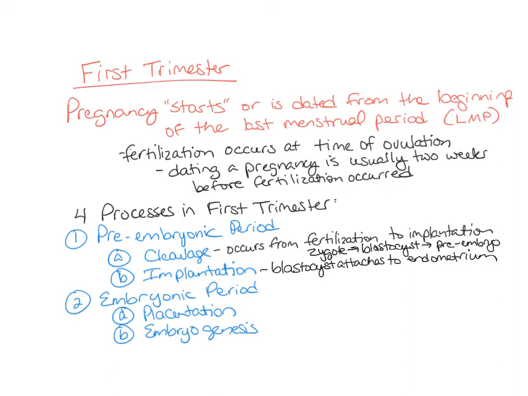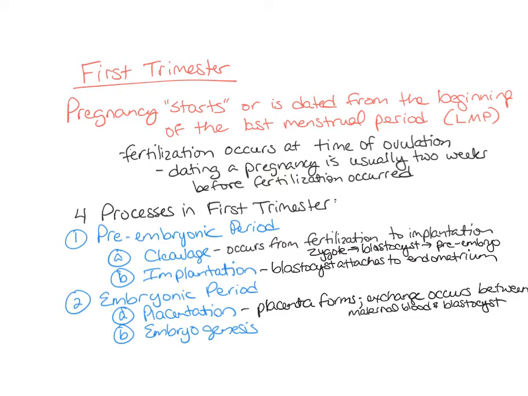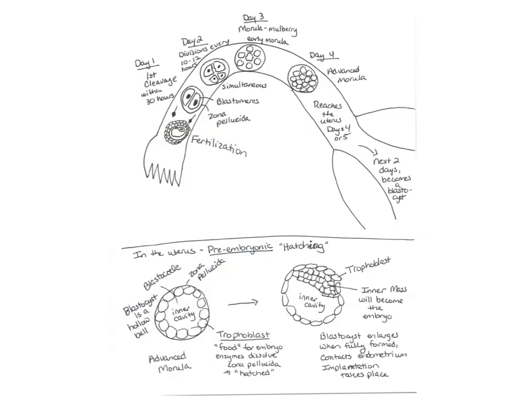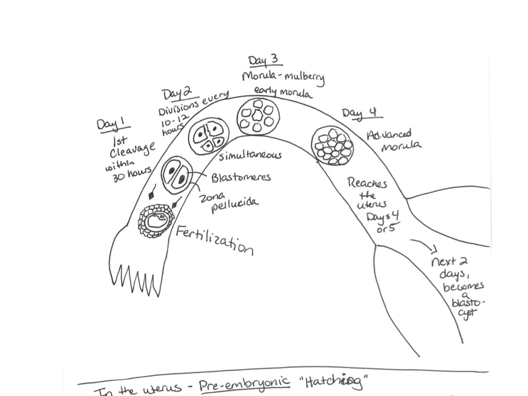Then we have the embryonic processes. Placentation is when the placenta forms and the blood vessels form around the blastocyst, and exchange between the maternal and the embryonic circulatory systems occurs. Then in the second process of embryonic development, which is called embryogenesis, a viable embryo will be formed. So let's look a little bit closer at cleavage.